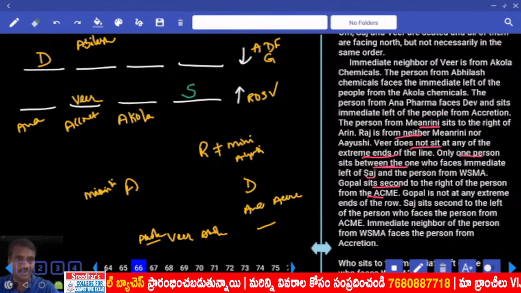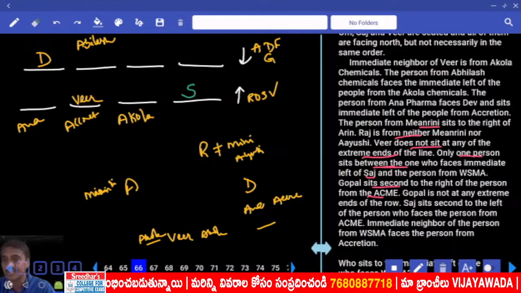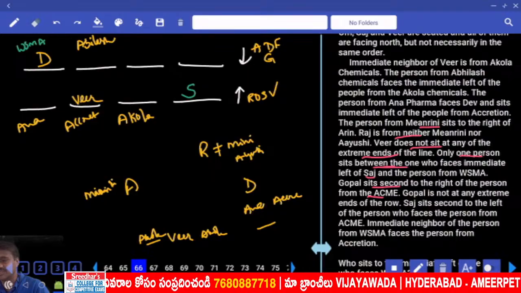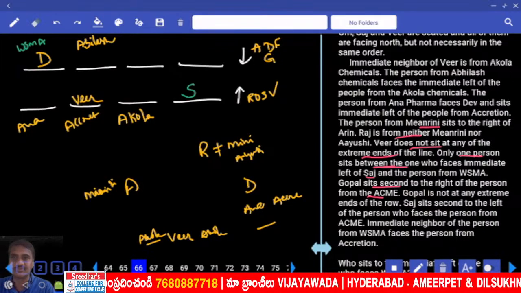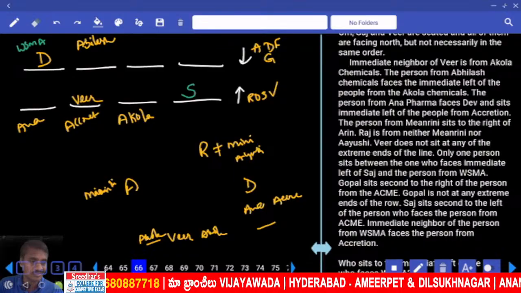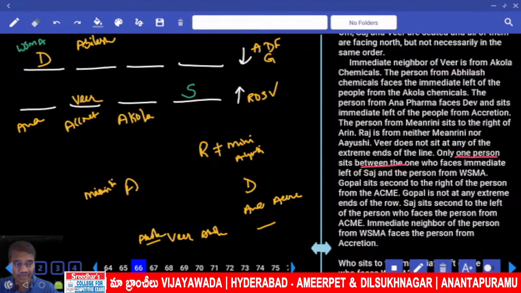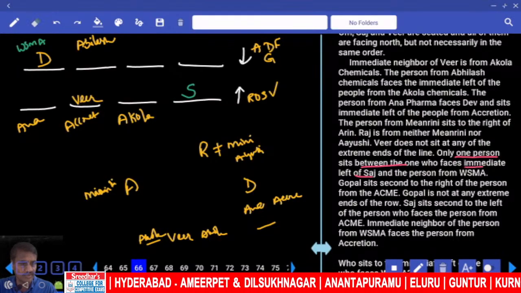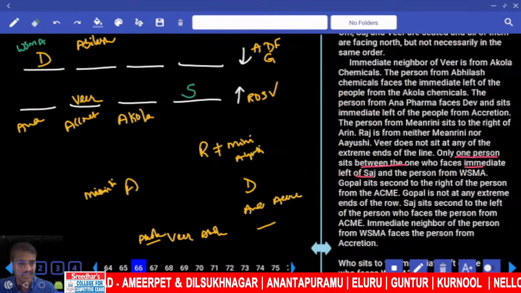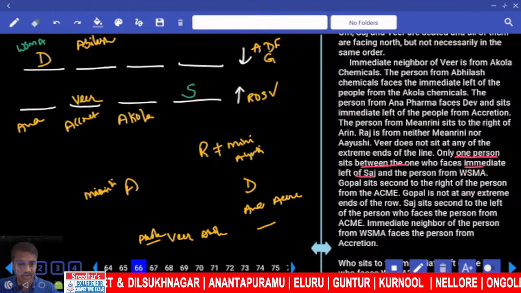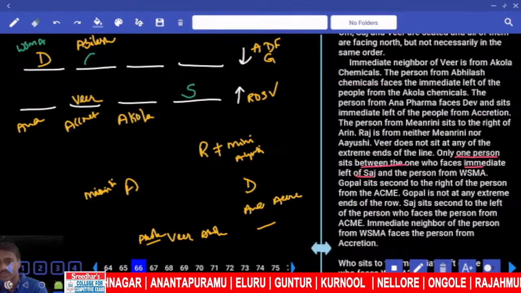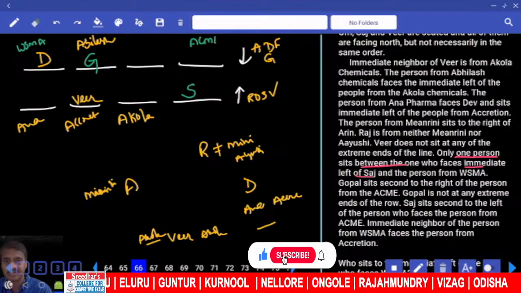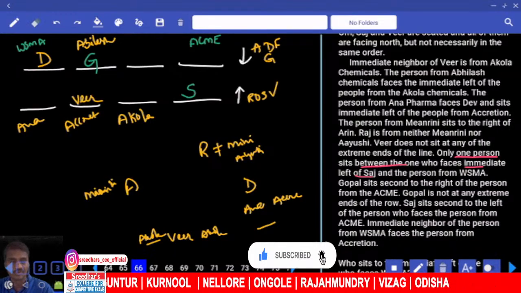S is here. Now if S is here, immediate left-hand side of S and opposite WSMA, how many persons? Yes, exactly one. Fine. And only one person sits between the one who faces to the immediate left of SAS and the person from WSMA. Then Gopal sits second to the right of ACMA. Then where is this Gopal? Immediate second to the right of whom? ACMA. Clear?